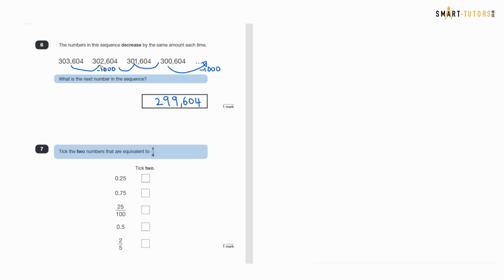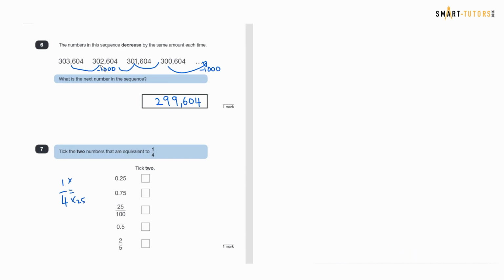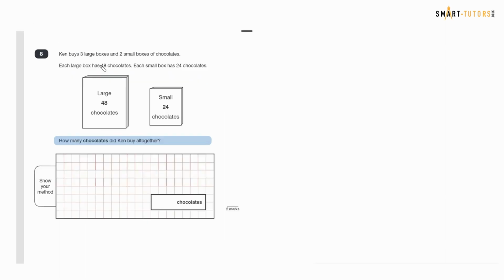Tick the 2 numbers that are equivalent to a quarter. So 1/4, if you change the denominator to 100, you have to multiply by 25. So that equals 25 over 100, which is already an answer there. So you should go ahead and tick the third one. And 25 over 100 is also equivalent to 0.25. So you should also tick that one. Perfect. Those are the 2 equivalent fractions for 1/4. Well done, Adran.